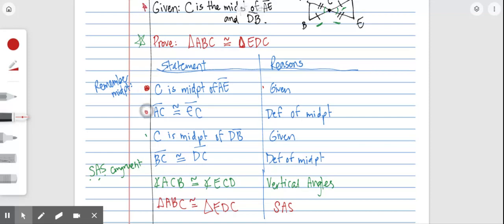I told you this because I know that midpoints split things in half, which means both sides are congruent. I told you this, again, because it's given. I told you this because I know midpoints split things in half. I told you this statement because those two angles are vertical angles. I can tell that from the picture. And I told you this because of side angle side congruence. Okay. All right.